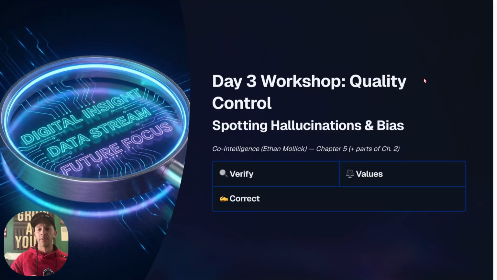All right, so today is day 3, workshop quality control, spotting hallucinations and bias. This is all based on the book Co-Intelligence by Ethan Mollick, specifically chapter 5 and some of chapter 2. So let's get into it.